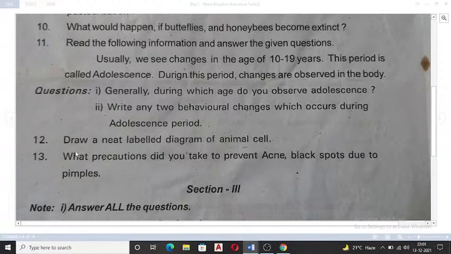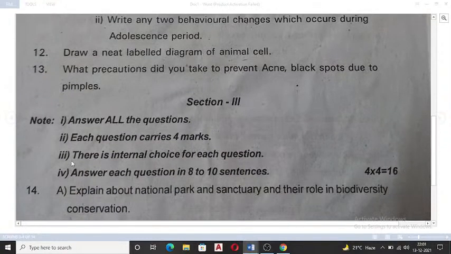Coming on to the 12th question, you can see, draw a labeled diagram of an animal cell. You can do it. Draw a beautifully labeled diagram of an animal cell with cell membrane, nucleus, cytoplasm, and other components of that cell. Then the 13th, what precautions did you take to prevent acne and black spots due to pimples? Don't think much, don't scratch it, that can cause a lot of complications. Better is to wash your face with warm water. You can write use mild soap, proper rest, and taking a nutritious diet low in fat can also prevent acne and black spots.